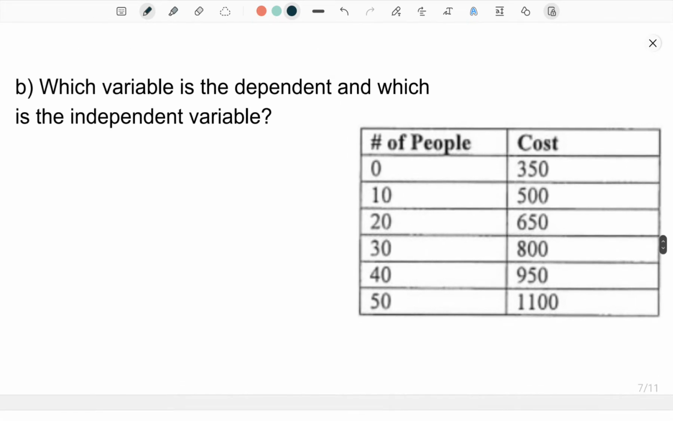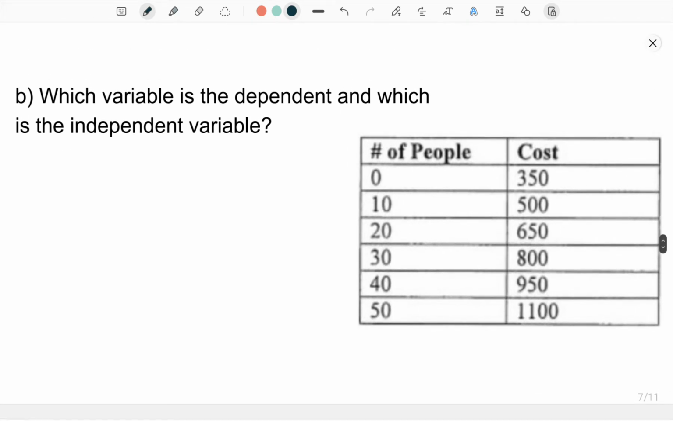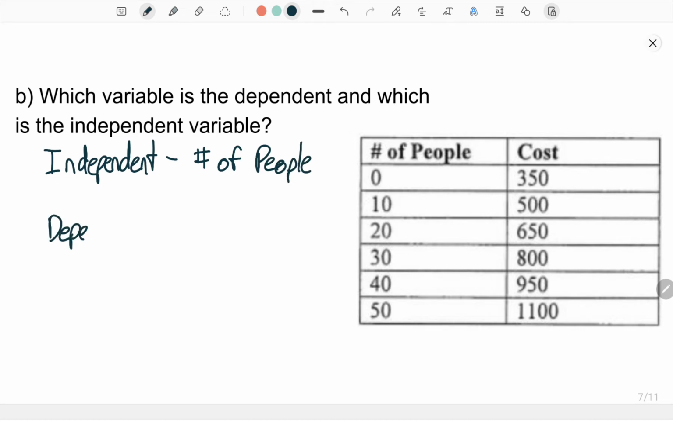Okay, so which one would be the dependent and which one would be the independent? Well, what are we starting with first? We need to know how many people we have at the banquet. Then based off of that, we're going to have some sort of cost. So the independent is the number of people, and that means the dependent is the actual cost. Okay, so that's identifying our variables.